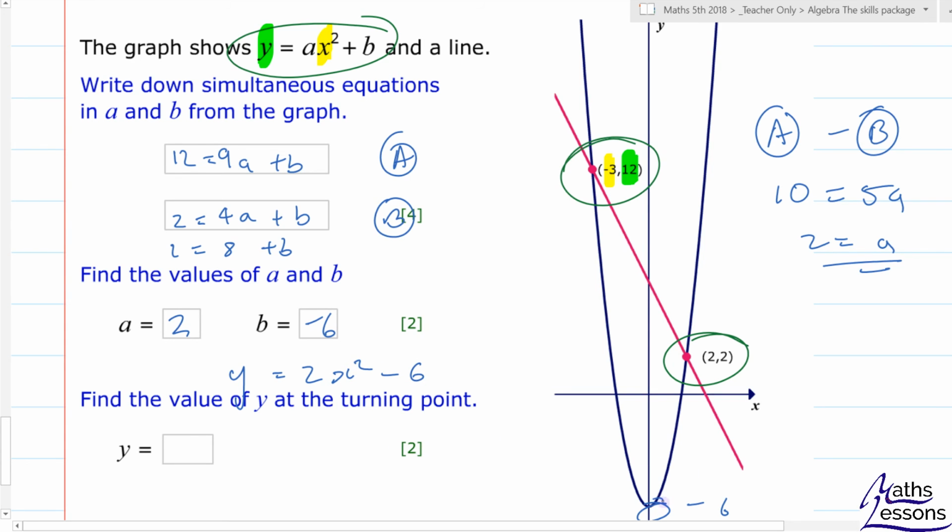The turning point here is clearly on the y-axis, so the x value here, x equals 0, all the way down here. So you put 0 in there. 0 squared is 0. 2 times 0 is 0. Take away 6 gives us -6. Okay, so there we go.